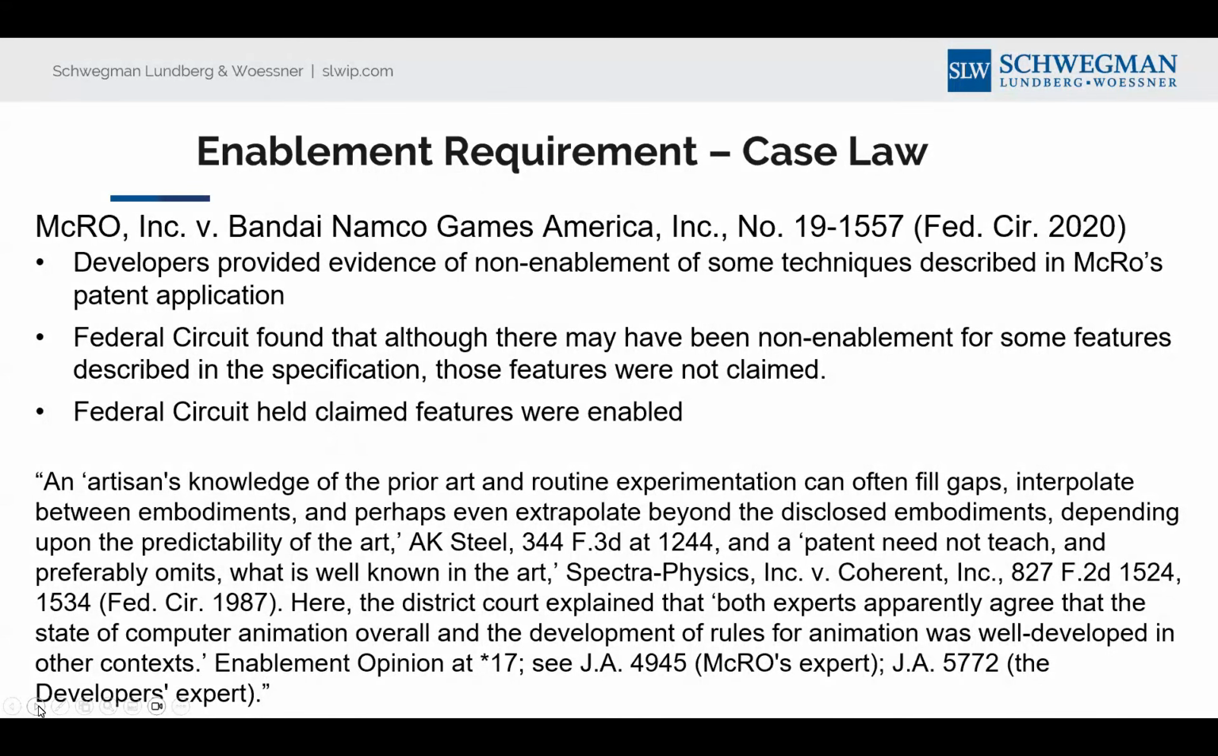But I just wanted to highlight this just to be aware. Enablement is something to be aware of, and make sure that you have a robust specification to be able to help overcome any rejections around that.